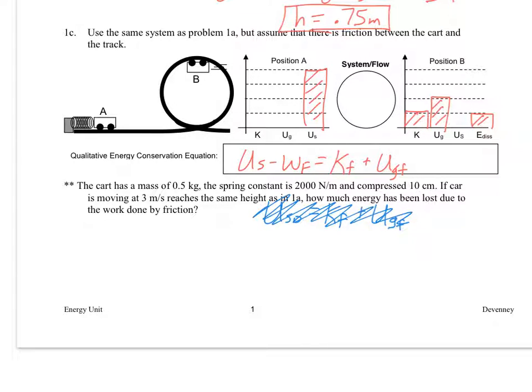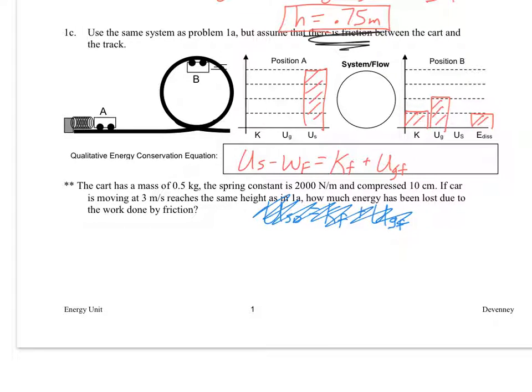Okay, so our part C says use the same system. The cart has a mass of 0.5, the spring constant is 2,000, it's compressed 10 centimeters. If the cart is moving at 3 meters per second when it reaches the same height that we found in part A, that 0.75 meters, how much energy was lost to friction?